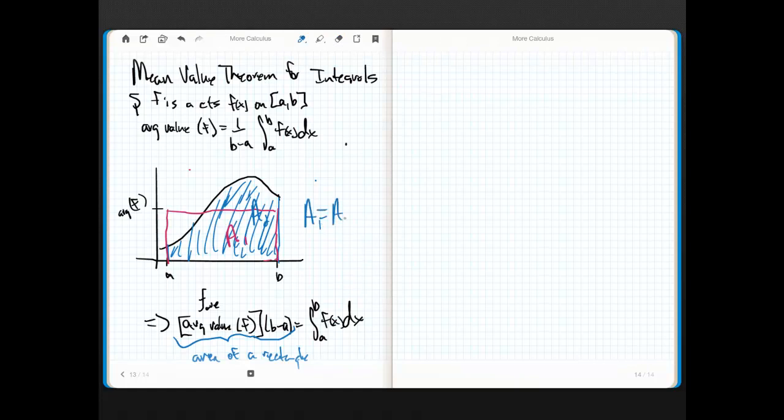A1 equals A2. Now, this may not seem too earth-shattering to you, but if you really think about it, it's pretty cool. It says no matter how goofy my function looks, as long as it's continuous on a closed interval, there is a rectangle whose area is exactly equal to the value of the integral. It's a cool ramification, and it pops up from time to time.